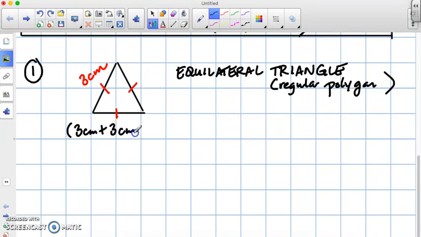So you have 3 centimeters plus 3 centimeters plus 3 centimeters because you want to calculate the distance around the outside of the figure. That will give you 9 centimeters. Okay, that is your answer. However, there is a more formal way to calculate it.